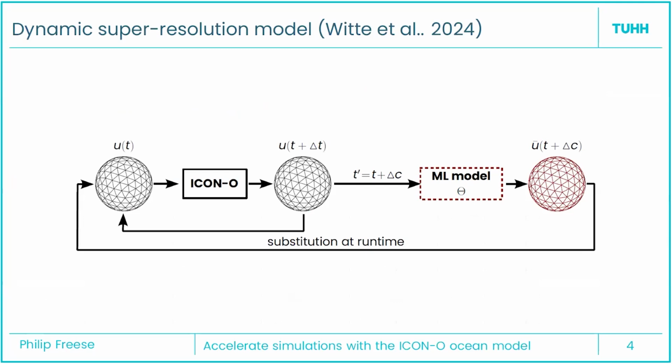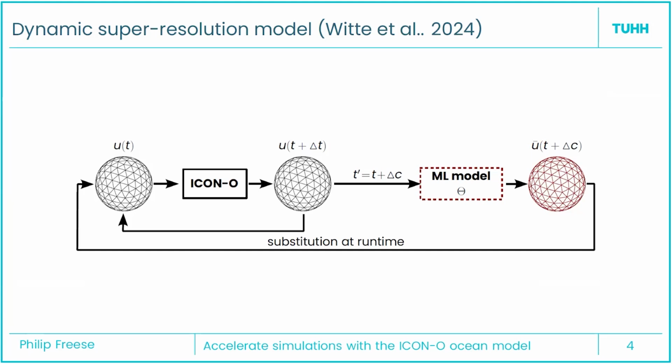And then from time to time, we use a machine learning model, and this time is delta C, the correction time, and this is way bigger than the time step delta T, okay? To give you a feeling, delta T in the experiments that you see is 10 seconds, whereas delta C is 12 hours. So this is really just very infrequent corrections.